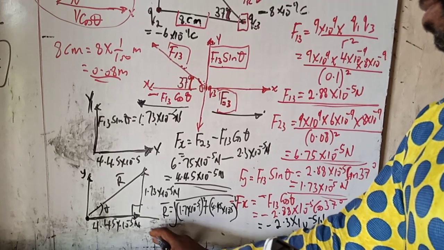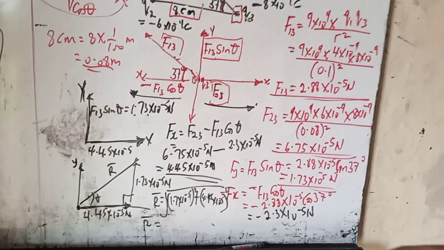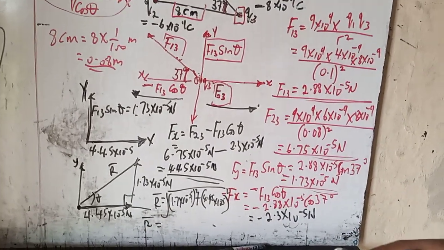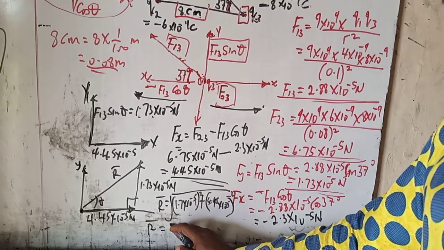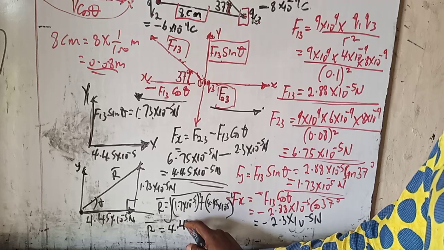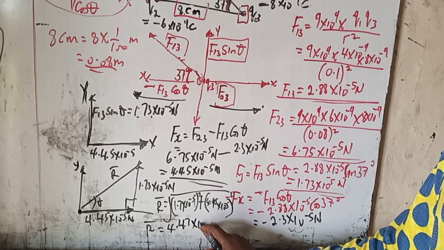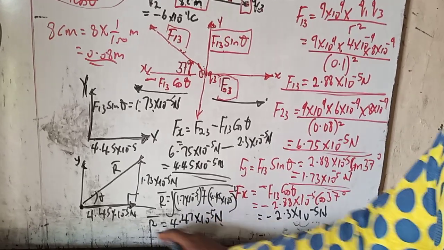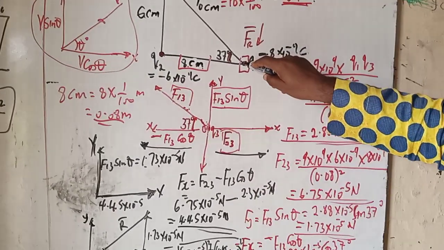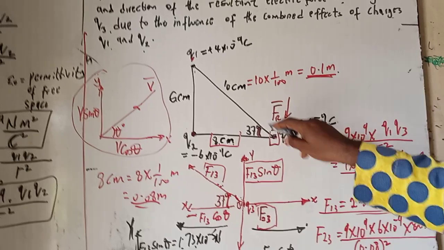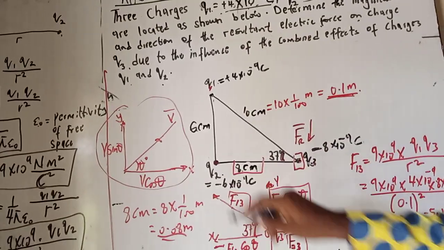So by pressing the calculator, our resultant force now is 4.47 times 10 raised to the power minus 5 Newton. This particular resultant force I have is the force that will be acting on charge Q3 due to the presence of charge Q1 and Q2.